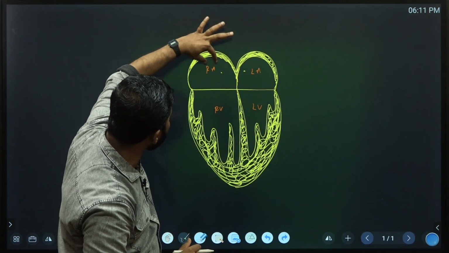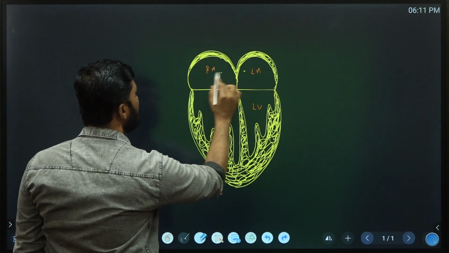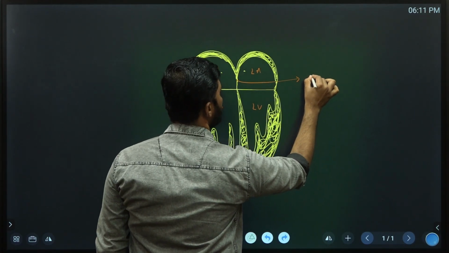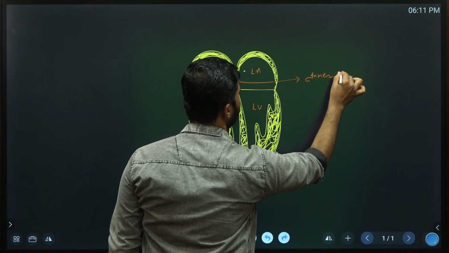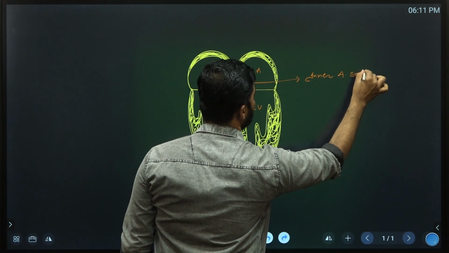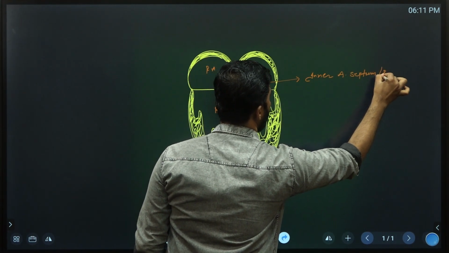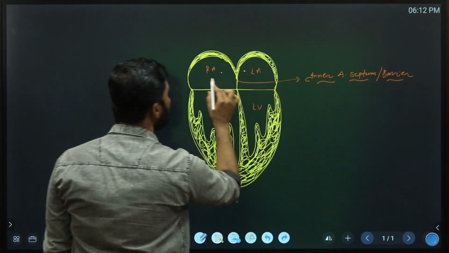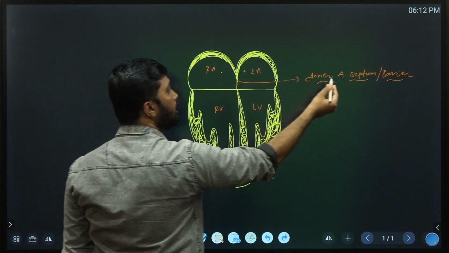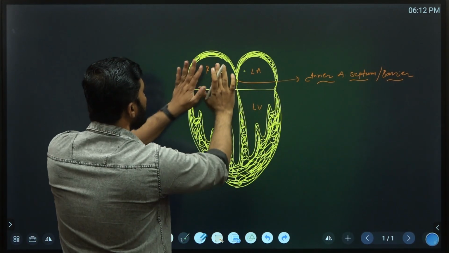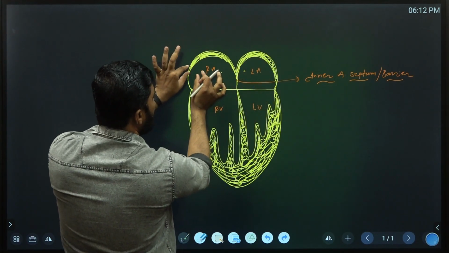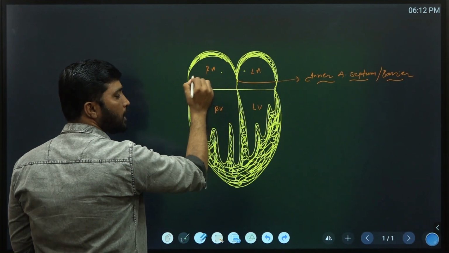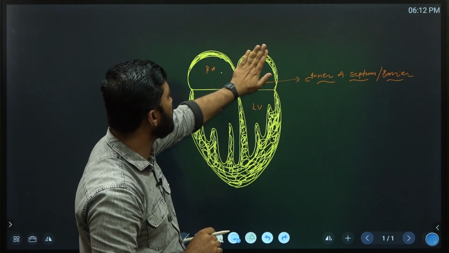The right and left auricles are separated by the inter-auricular septum. This is the inter-auricular septum, or barrier, right? Due to the presence of the inter-atrial septum, the atria divide into right and left. Among the two atria, the right atrium is a larger chamber than the left.